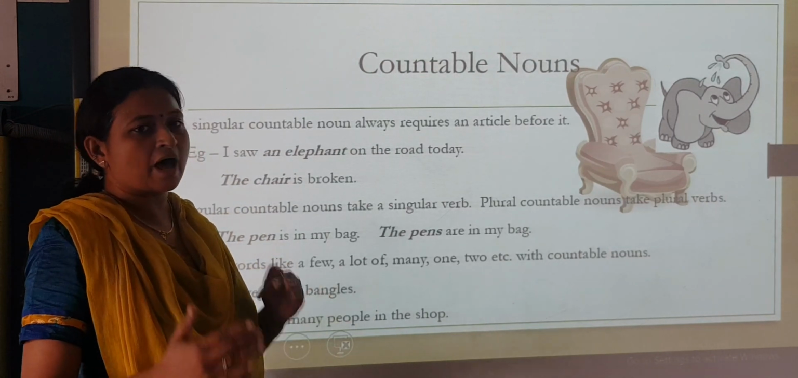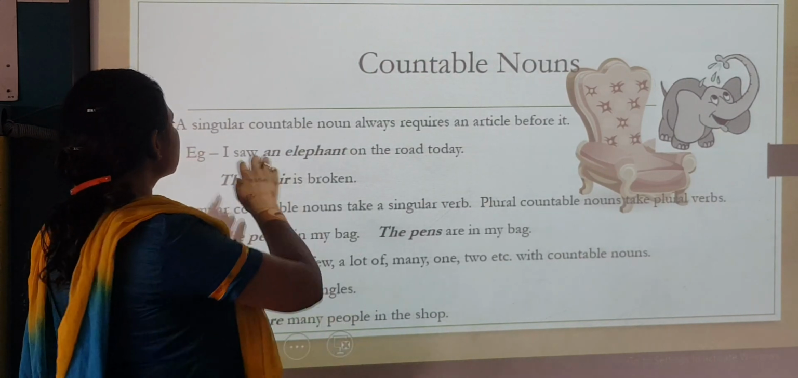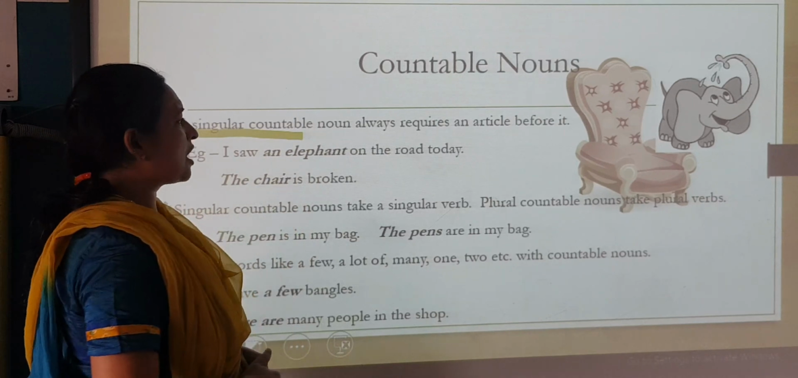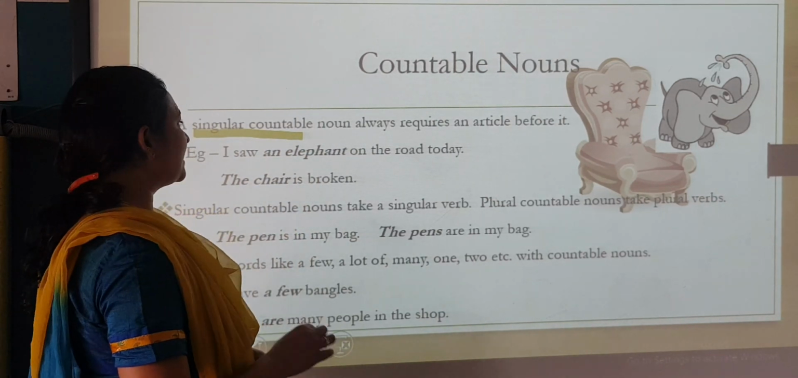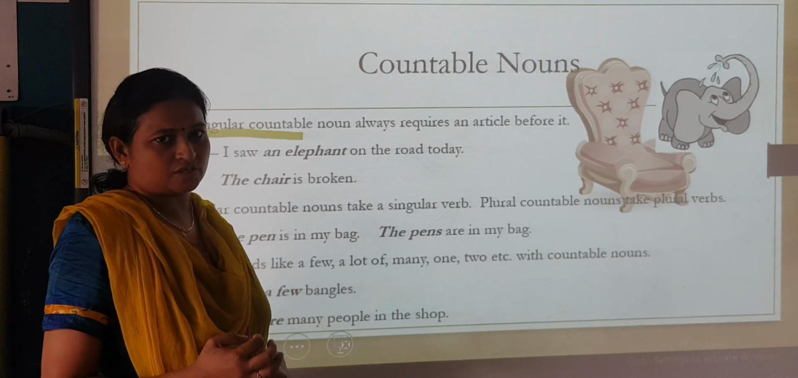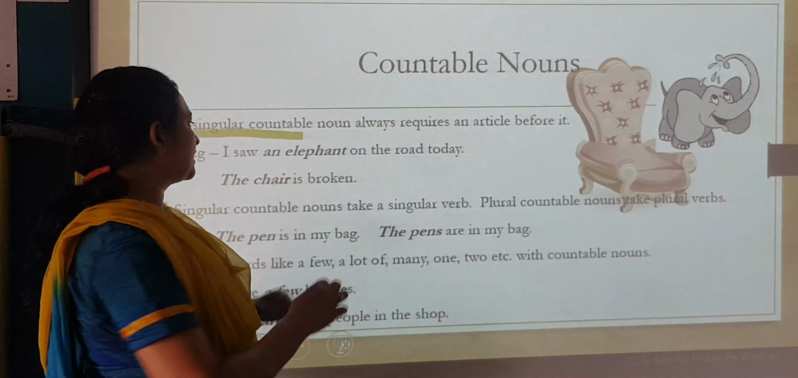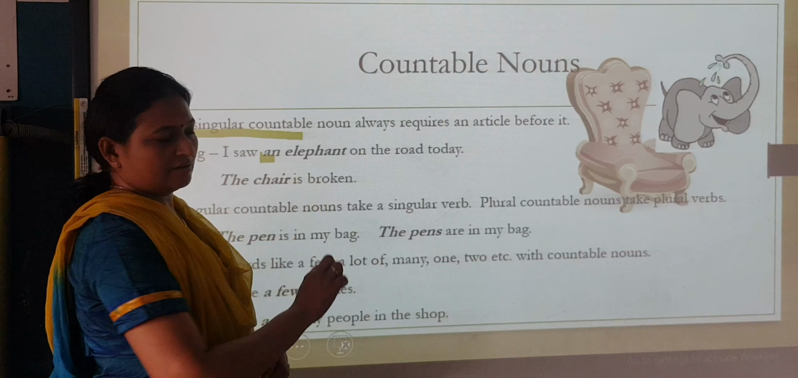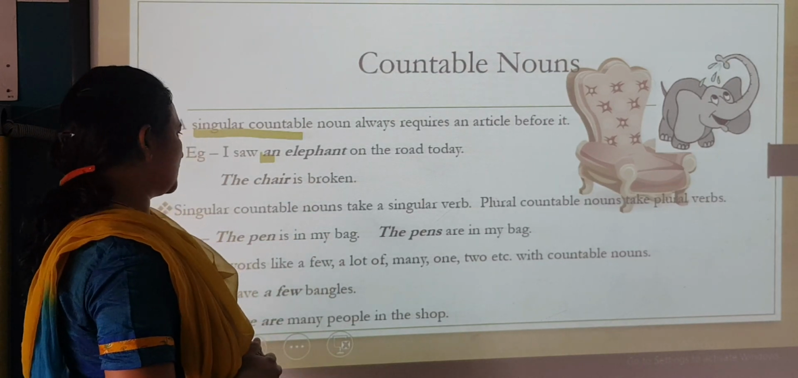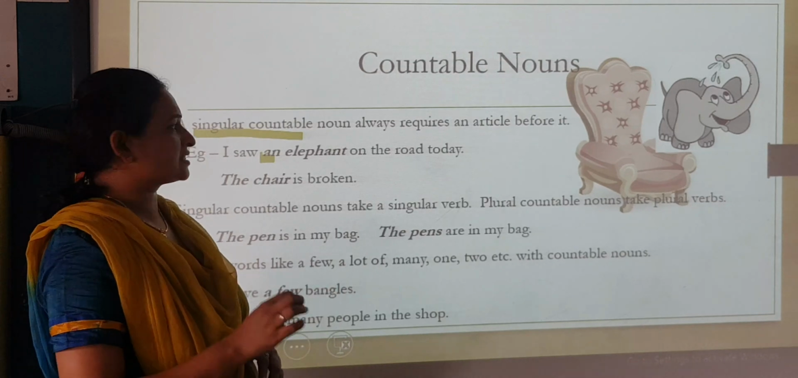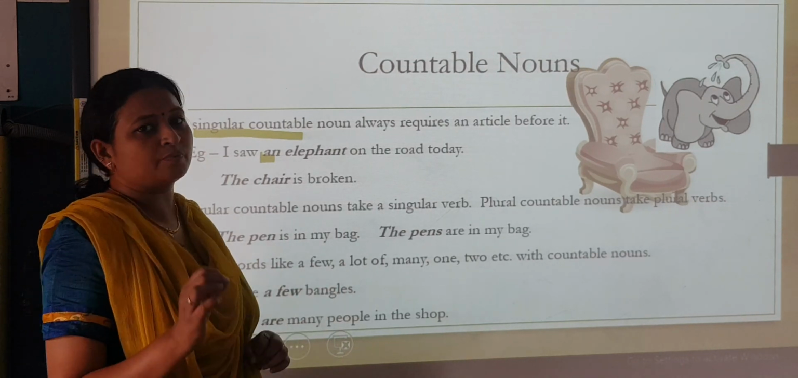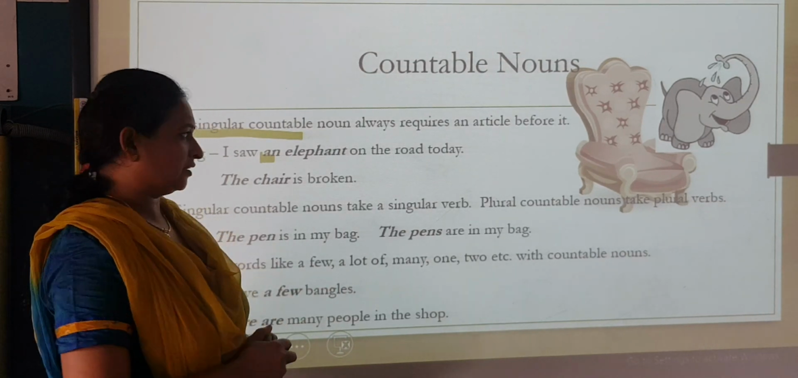Now countable nouns in detail. A singular countable noun always requires an article. I saw an elephant on the roads today. Here which article are we using? An. The chair is broken. So that means with a singular countable noun you will always be adding an article.